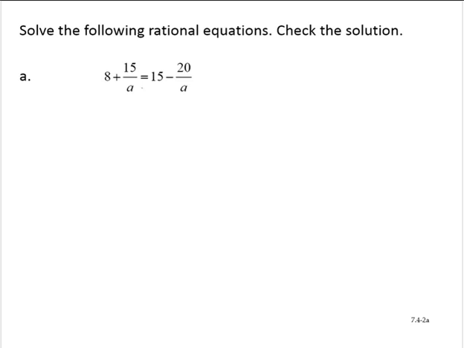Solve the following rational equations. Check the solution. Alright, so we have 8 plus 15 over a is equal to 15 minus 20 over a.